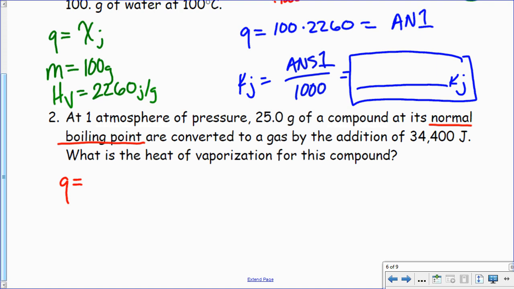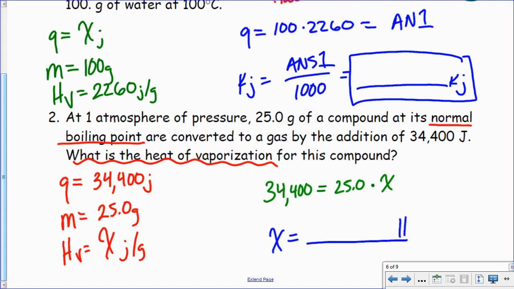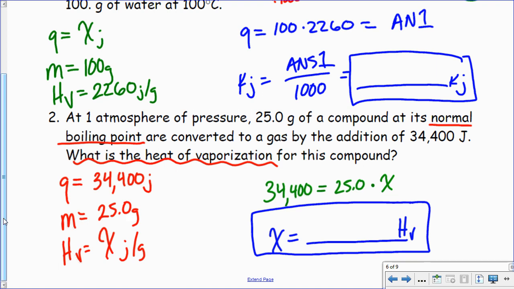So we find our variables. Q we're looking for, well, we've got Q: 34,400 joules. M, let's see if we have a mass here. Yep, 25.0 grams. And then I think we're looking for HV because it's asking what is the heat of vaporization. That is HV, X joules per gram. So we set it up just like before, but this time we have our joules: 34,400 equals 25.0 times X. When you solve for X, you will have the heat of vaporization of this compound. We don't know what the compound necessarily is, but it's going to be a value other than that for water. It's not going to be 2260.